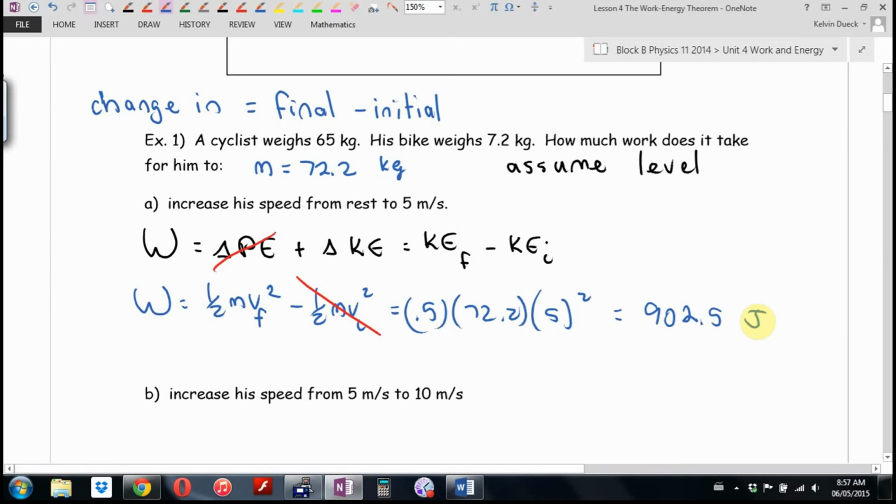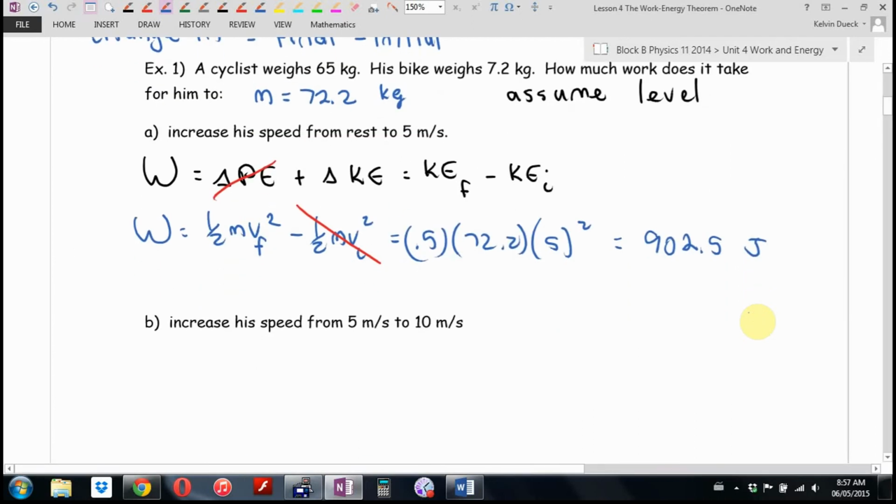By the way, by how much did this person increase their speed? By how many meters per second? 5. By how much are they increasing their speed in part B? Oh, the answer is the same then. Or is it? Let's find out. Thomas, what do they want me to find in part B? The same thing as part A.